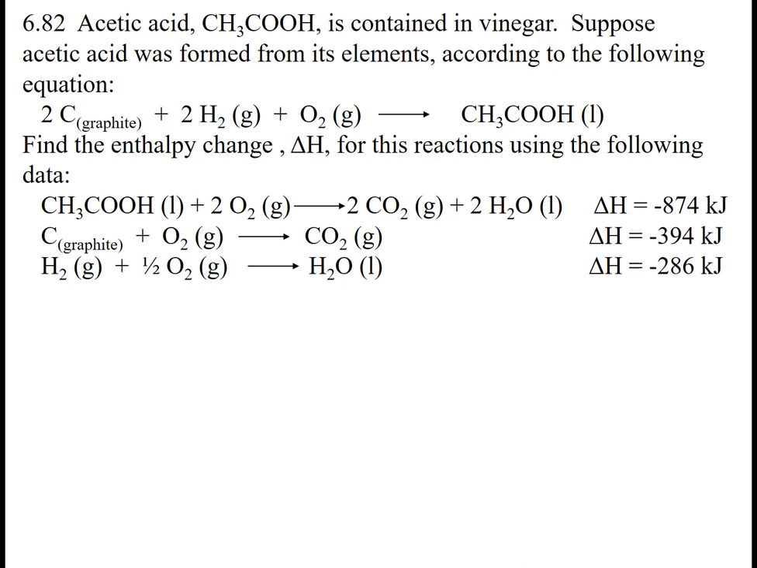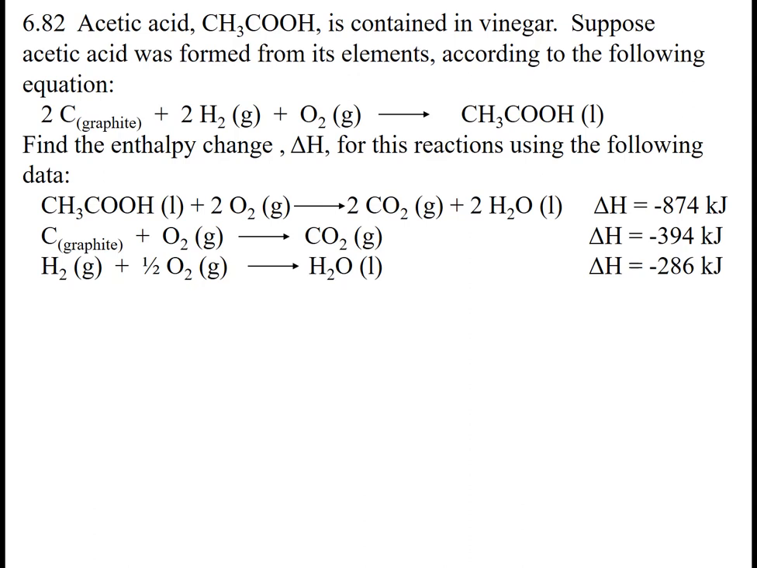Okay, in the previous video, we introduced Hess's law, and we did a problem. So we have one additional problem to do, which is: acetic acid is contained in vinegar, and if acetic acid was formed from its elements according to the following reaction: 2 carbons specified as graphite. As I said in the last problem, the two most common forms of carbon that we know of are graphite and diamond, so it has to specify which form it is.